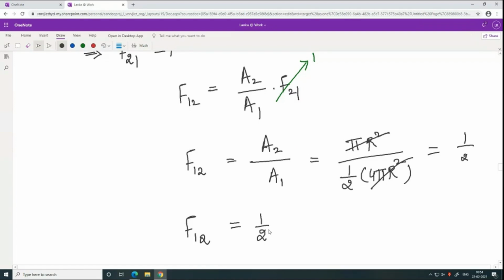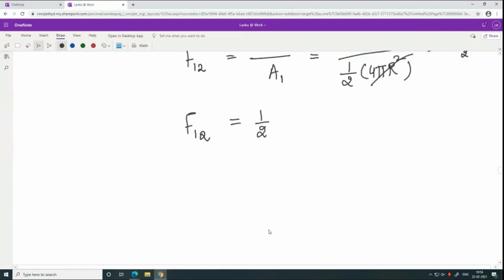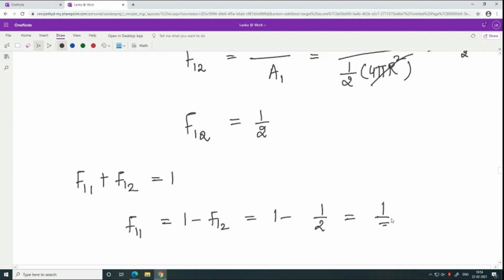And what you need is actually F11. So F11 plus F12 is equal to 1. You need F11, that will be equal to 1 minus F12, which is 1 minus 1 by 2, which is equal to 1 by 2. I hope this is clear to you. How did you find the shape factor? Is that clear? Shall we move to the next question?